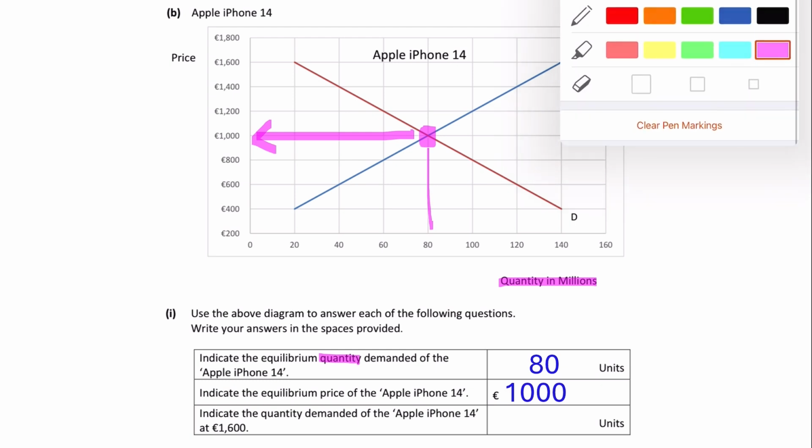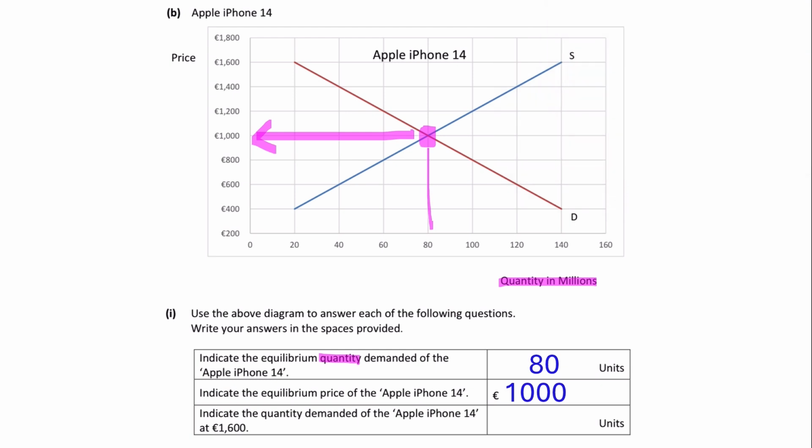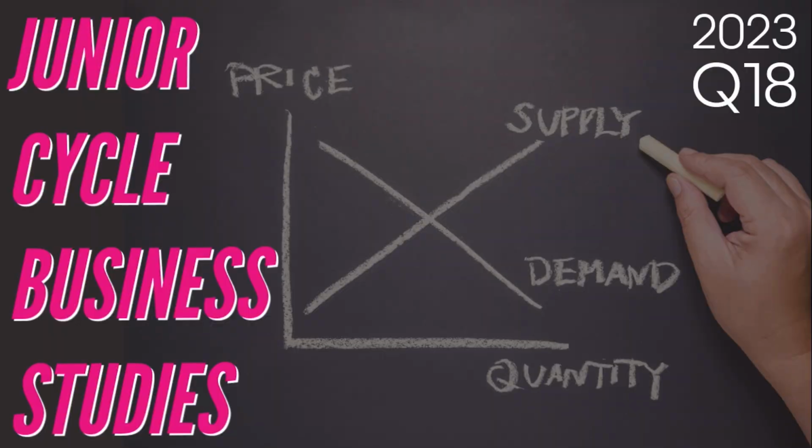And then indicate the quantity demanded of the Apple iPhone 14 at €1,600. So we're looking at the demand curve there, and it is 20, and obviously the answer is 20 million. But they were happy enough for you to just write 80 and 20, but 80 million and 20 million would also be correct. Okay, so that is the 2023 supply and demand curve complete.